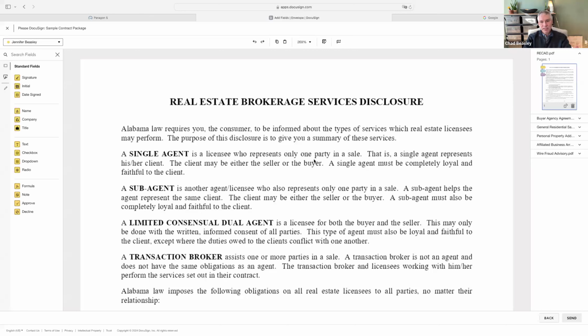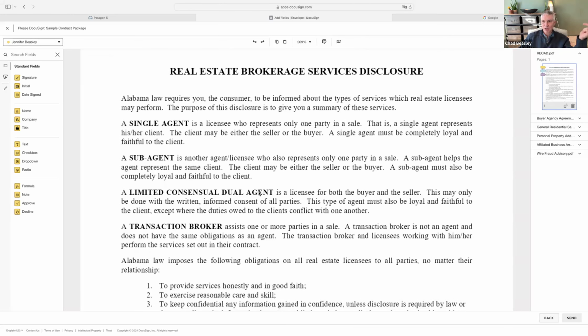So we've got these 4 things on this RECAD form, the Real Estate Brokerage Services Disclosure. And it just explains the different ways that an agent can work on behalf of a customer or client. Our first one here is single agency. And single agency just means that you're representing only one party in the transaction. That is what happens most of the time. You're either representing the buyer or you're representing the seller.